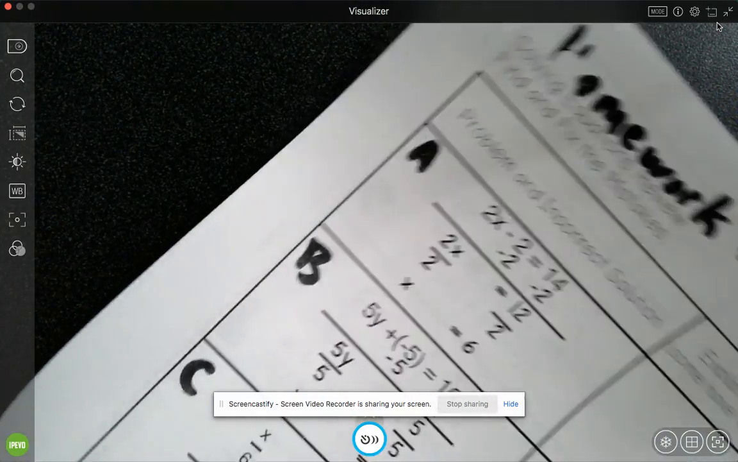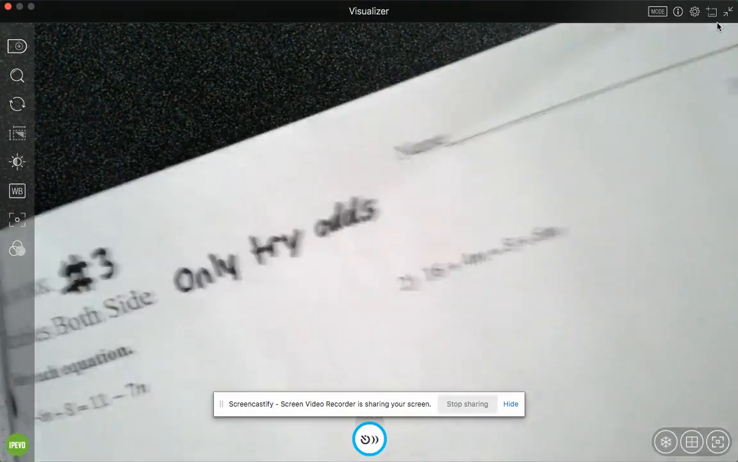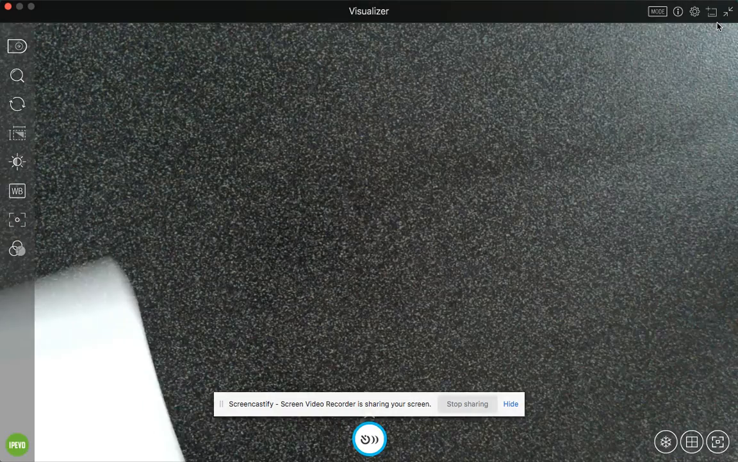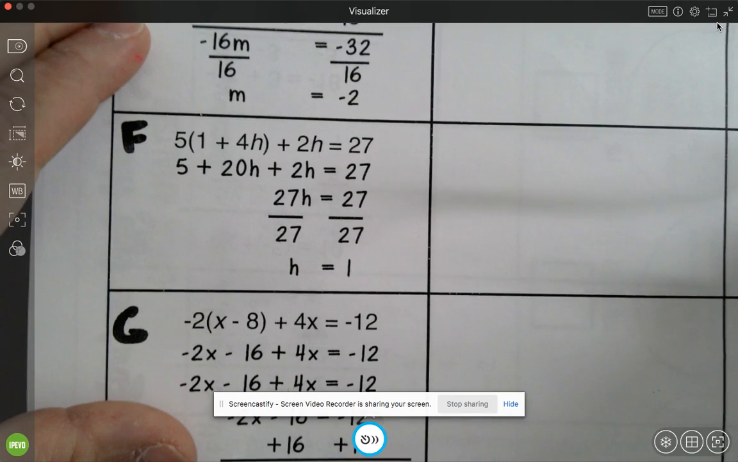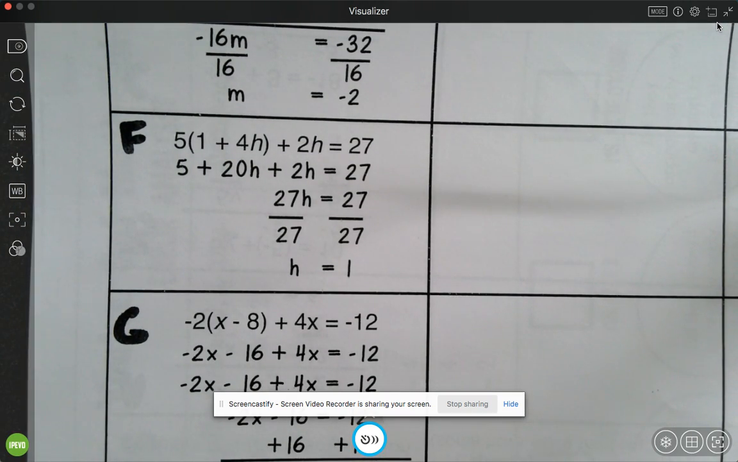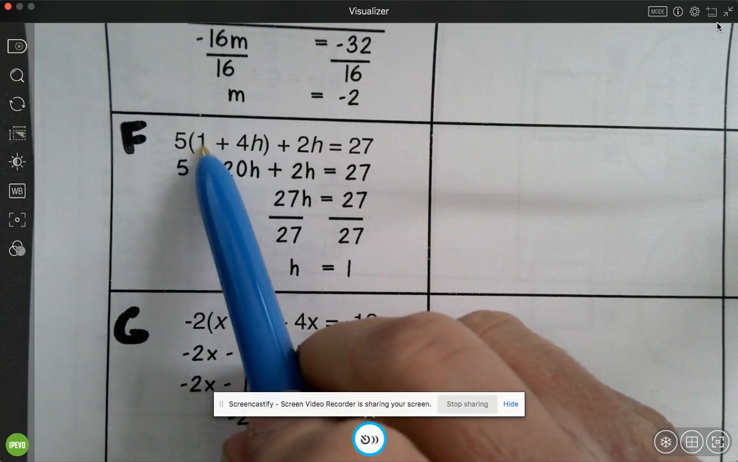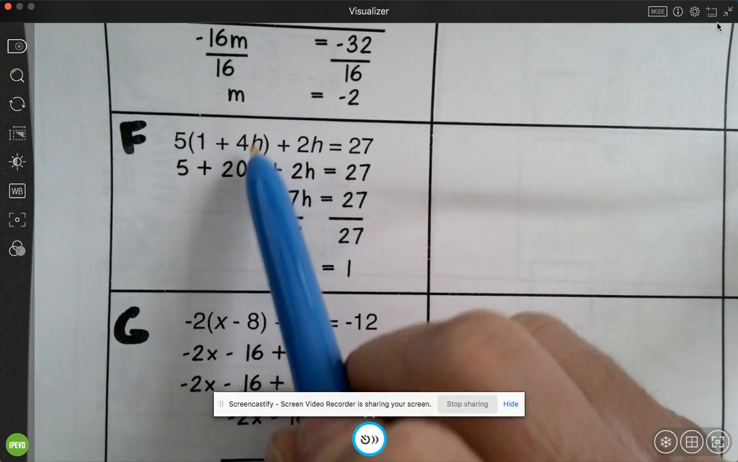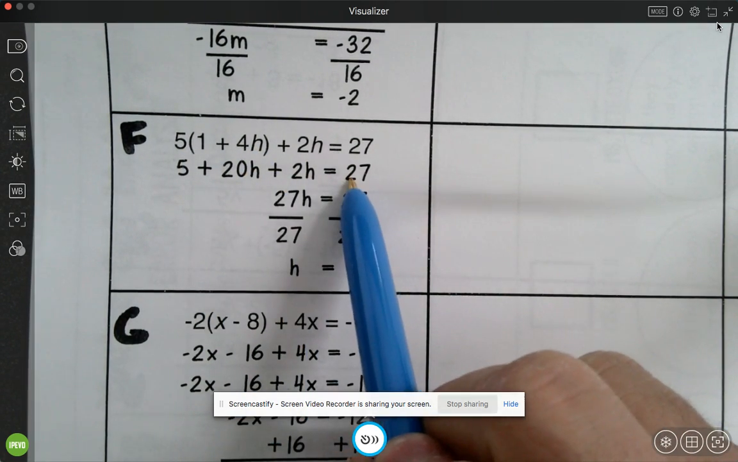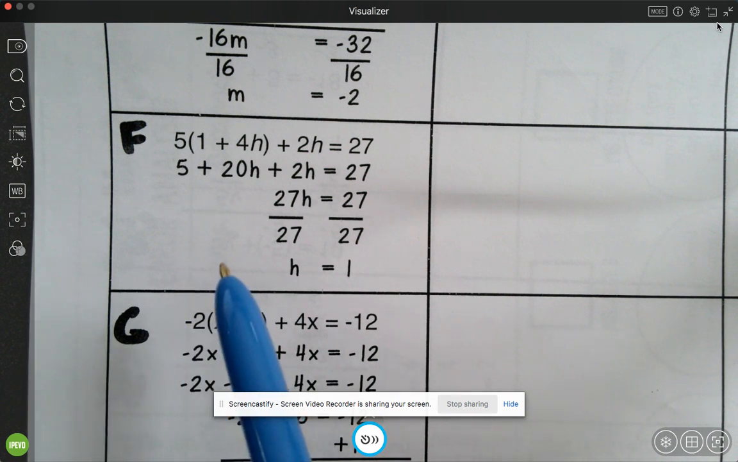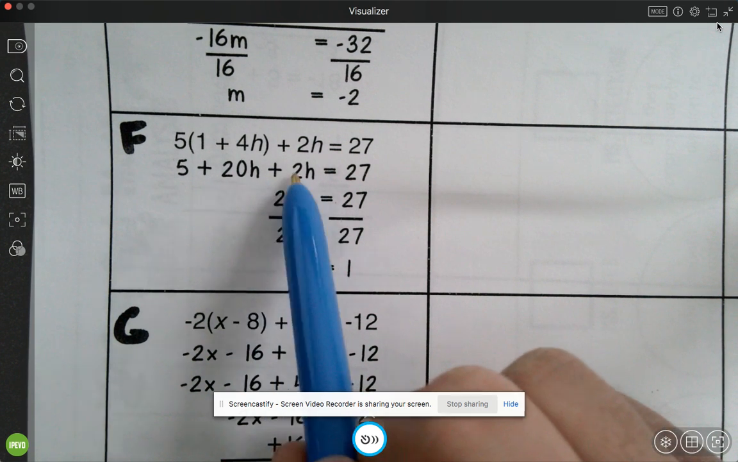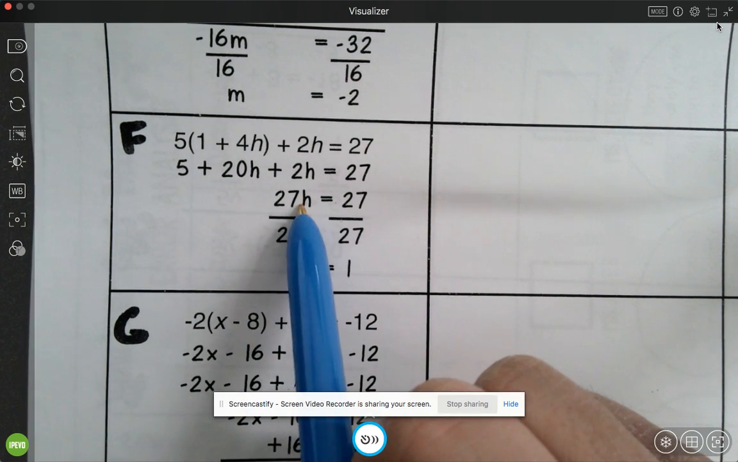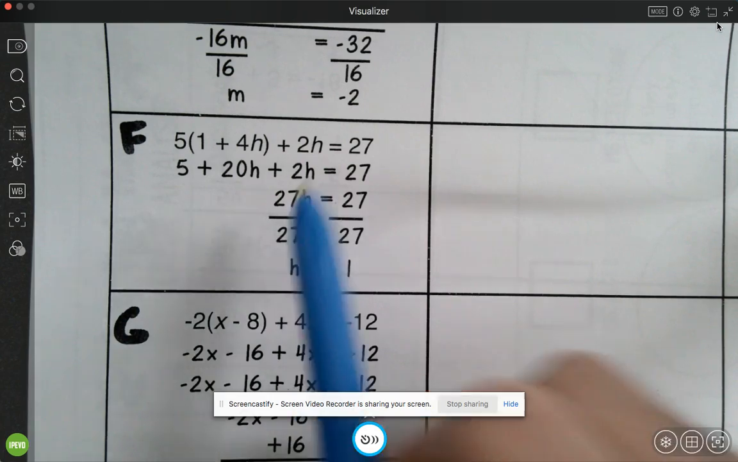Let's do one on homework number 2. I'm going to skip to, I don't know, I'm going to go all the way to letter F. I don't know why I chose this, but we'll see if I can find a mistake here. So 5 times 1 is 5. 5 times 4h is 20h. That looks good. Something seems wrong here. It looks like they did 20h, 2h, and a 5 automatically made 27h. So that's not true.